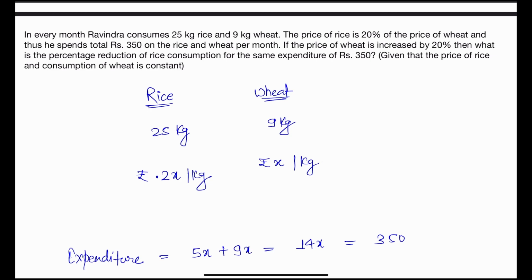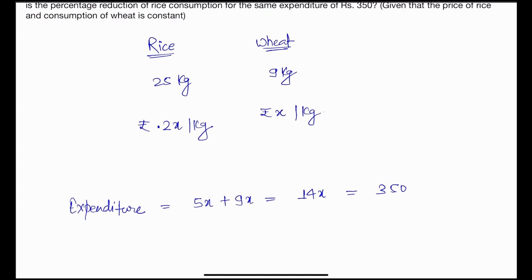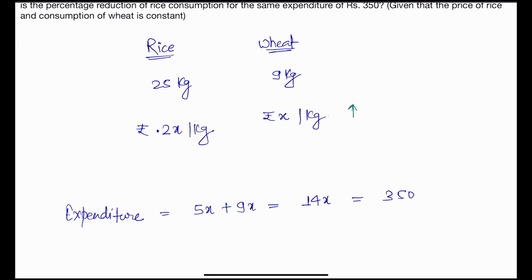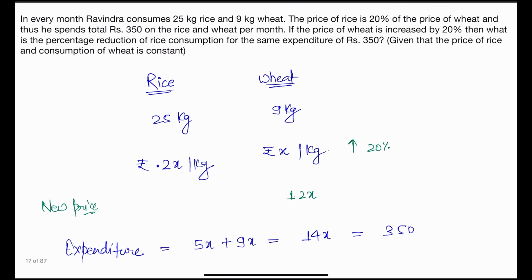Okay, great. The price of wheat is increased by 20%, so the multiplying factor will be 1.2 and the new price will be 1.2x. Then what is the percentage of reduction of rice consumption for the same expenditure? So consumption should decrease. This is constant.